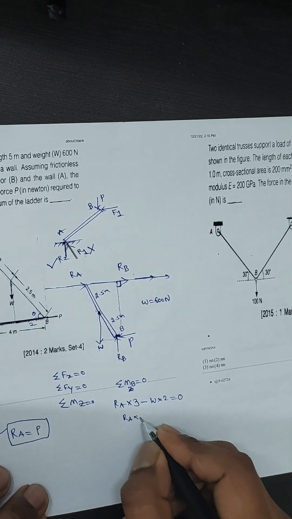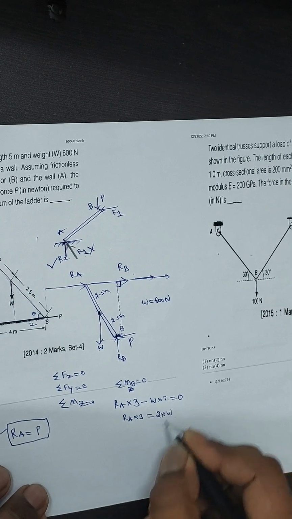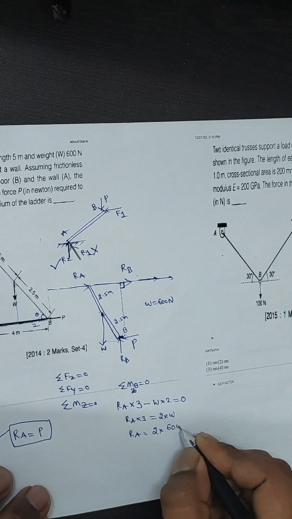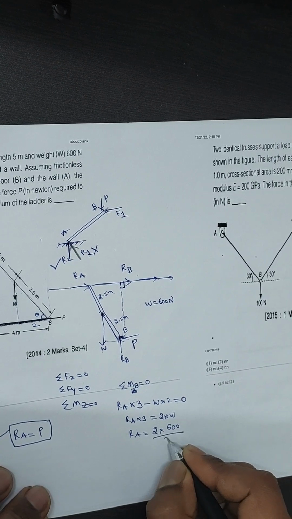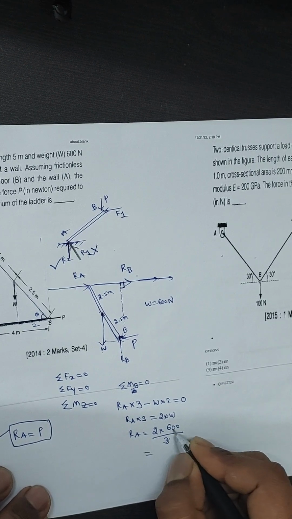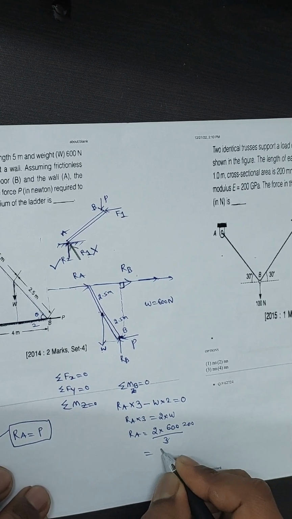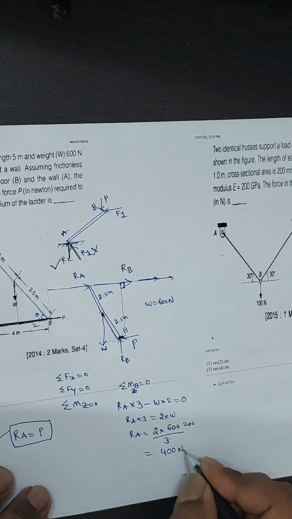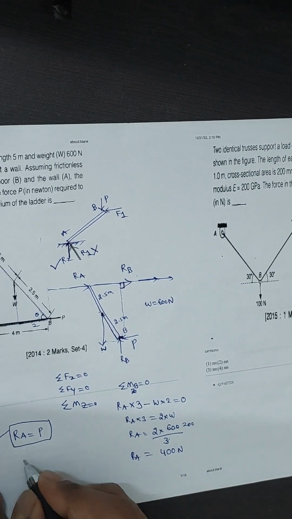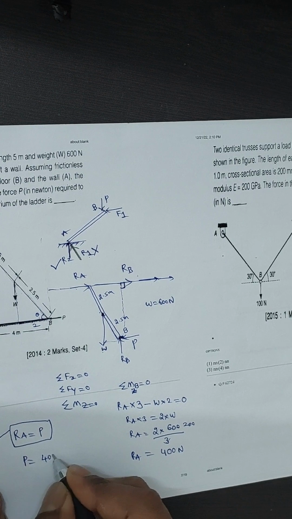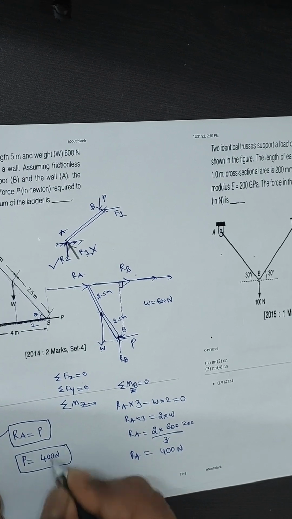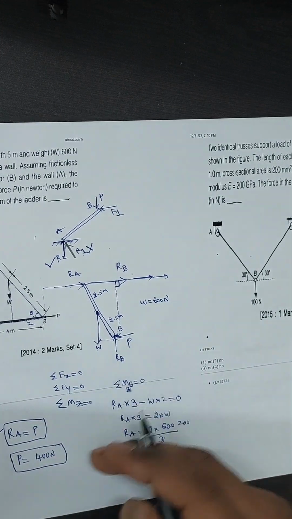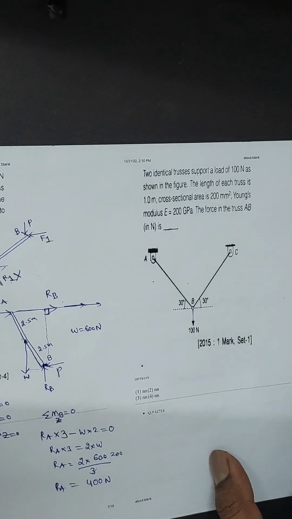So RA into 3 is equal to 2 into W. RA is equal to 2 into, what is W? 600. When this comes to this side, it will become 3. So 3 ones are 3, 200. So RA is equal to 400 Newton. So when RA is 400, then P is equal to 400 Newton. To explain, it may take some 3-4 minutes, but if you solve it, it won't take even a minute.